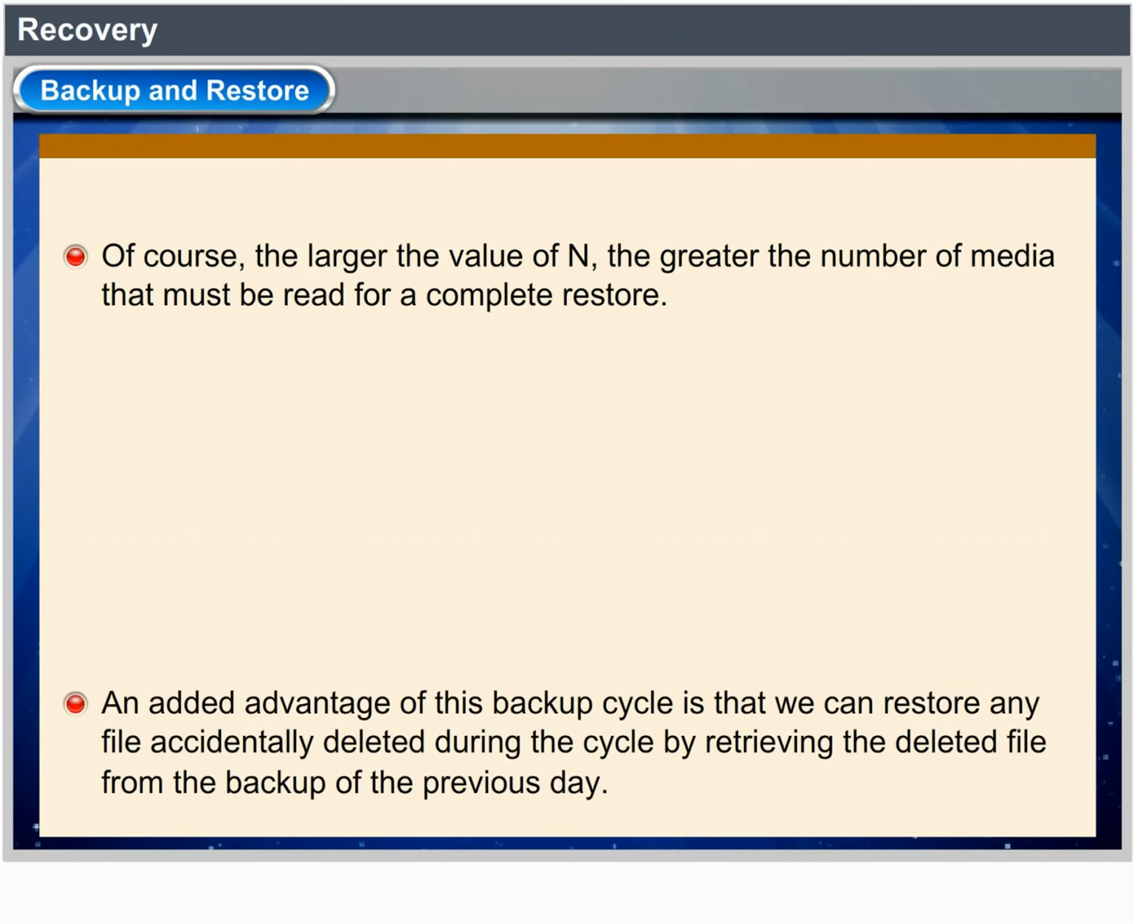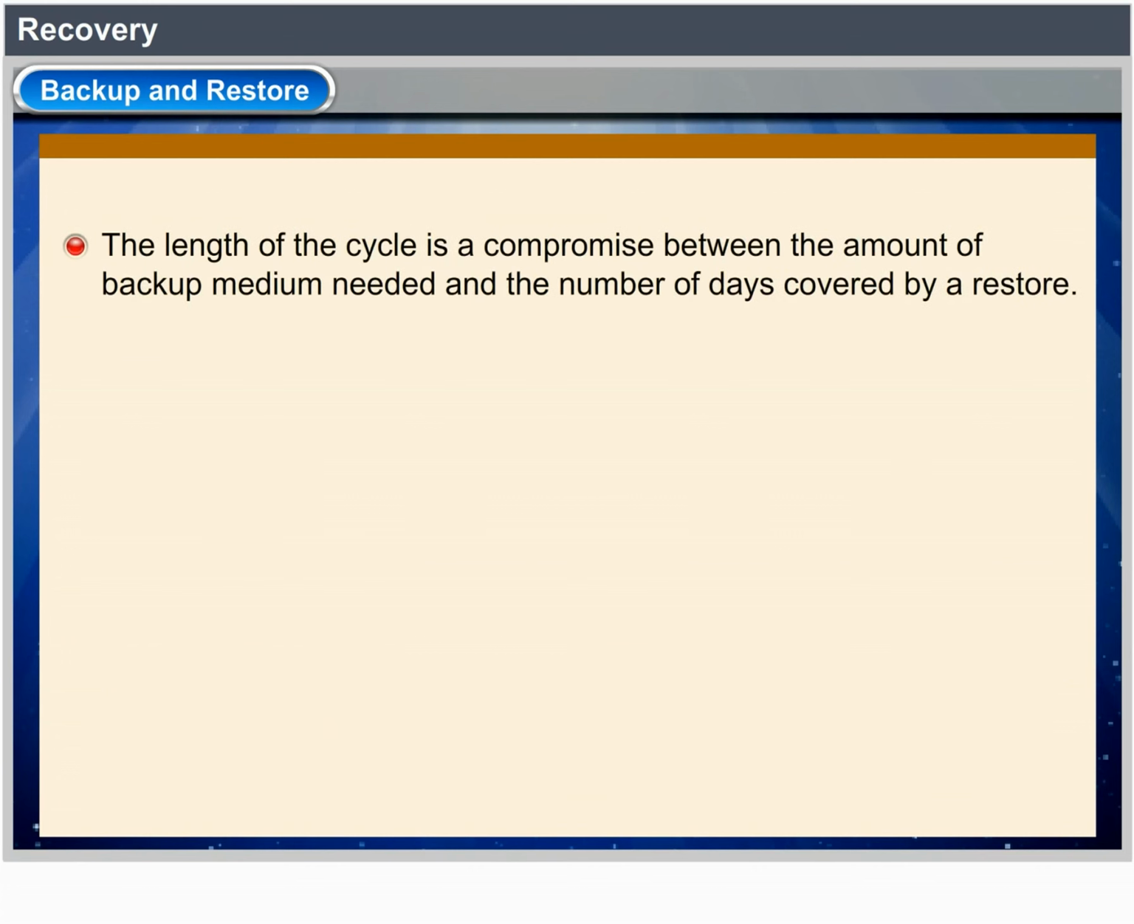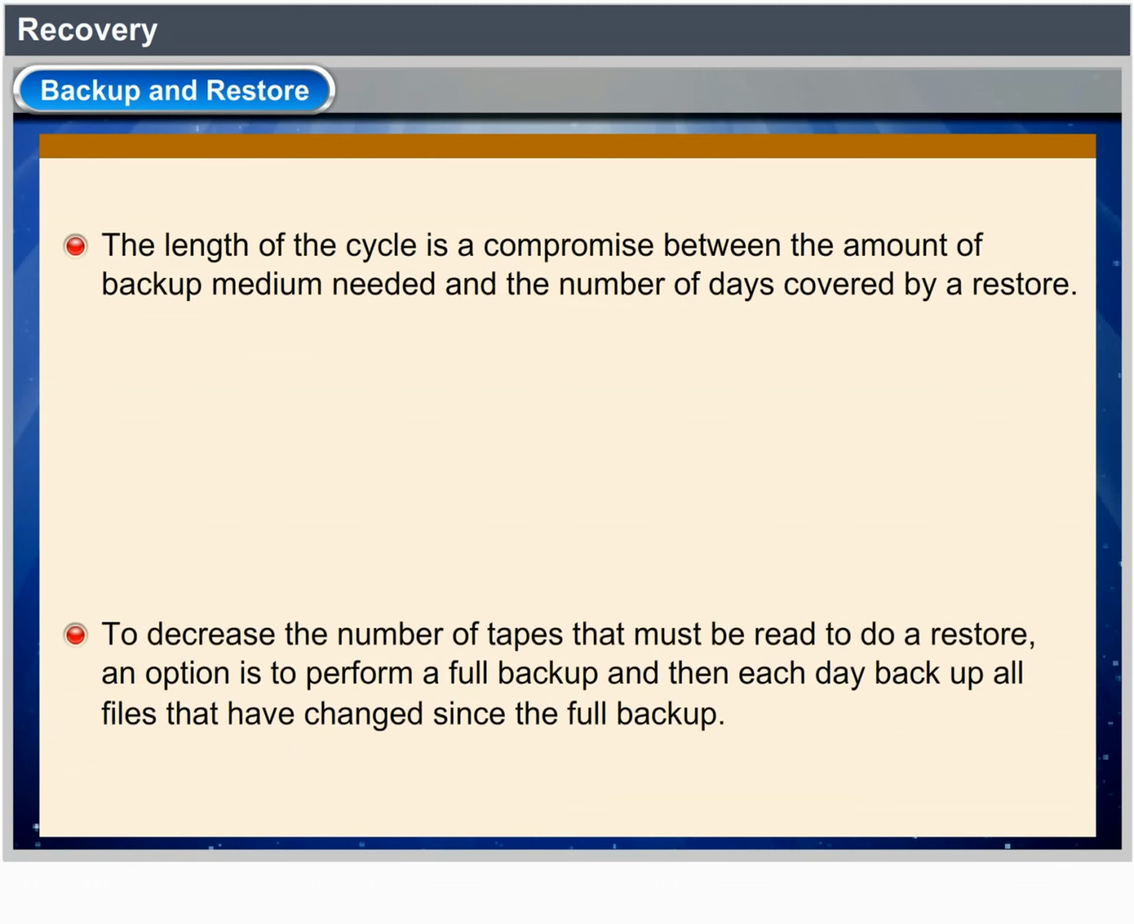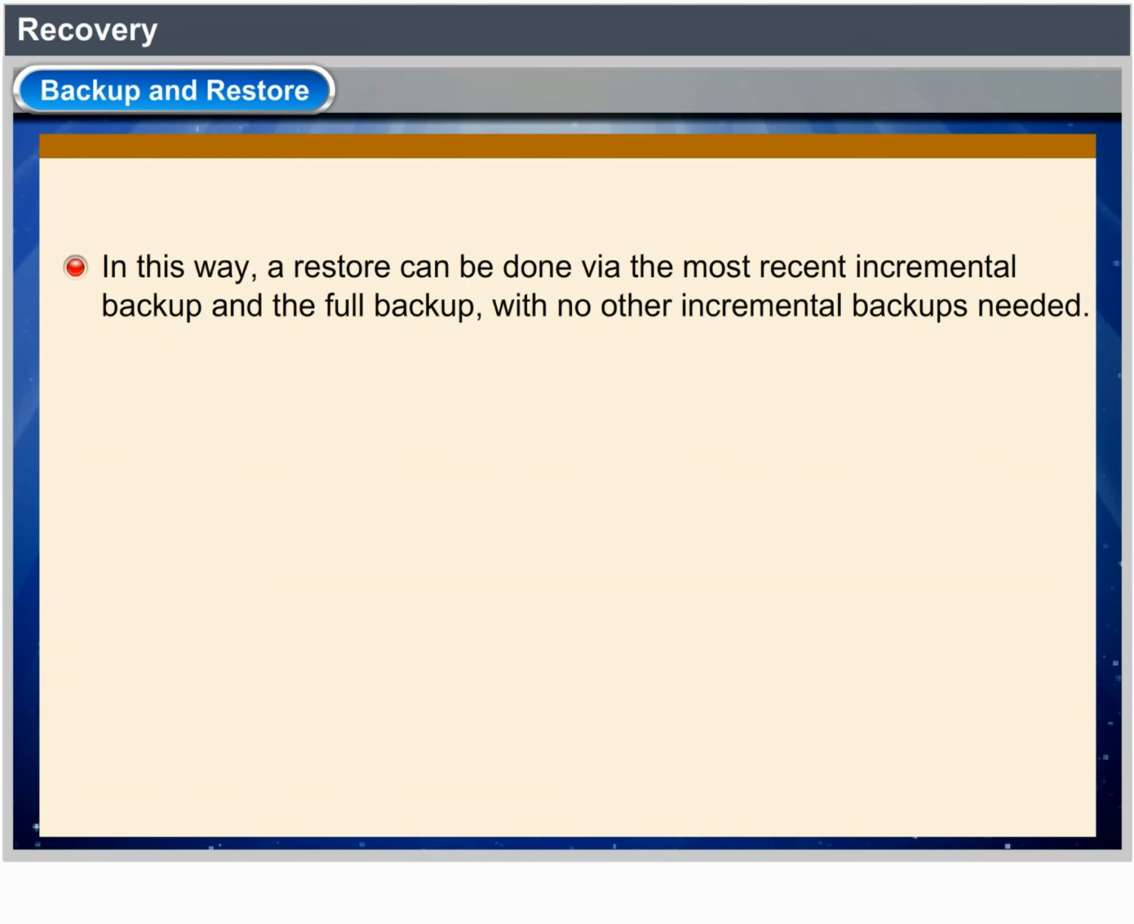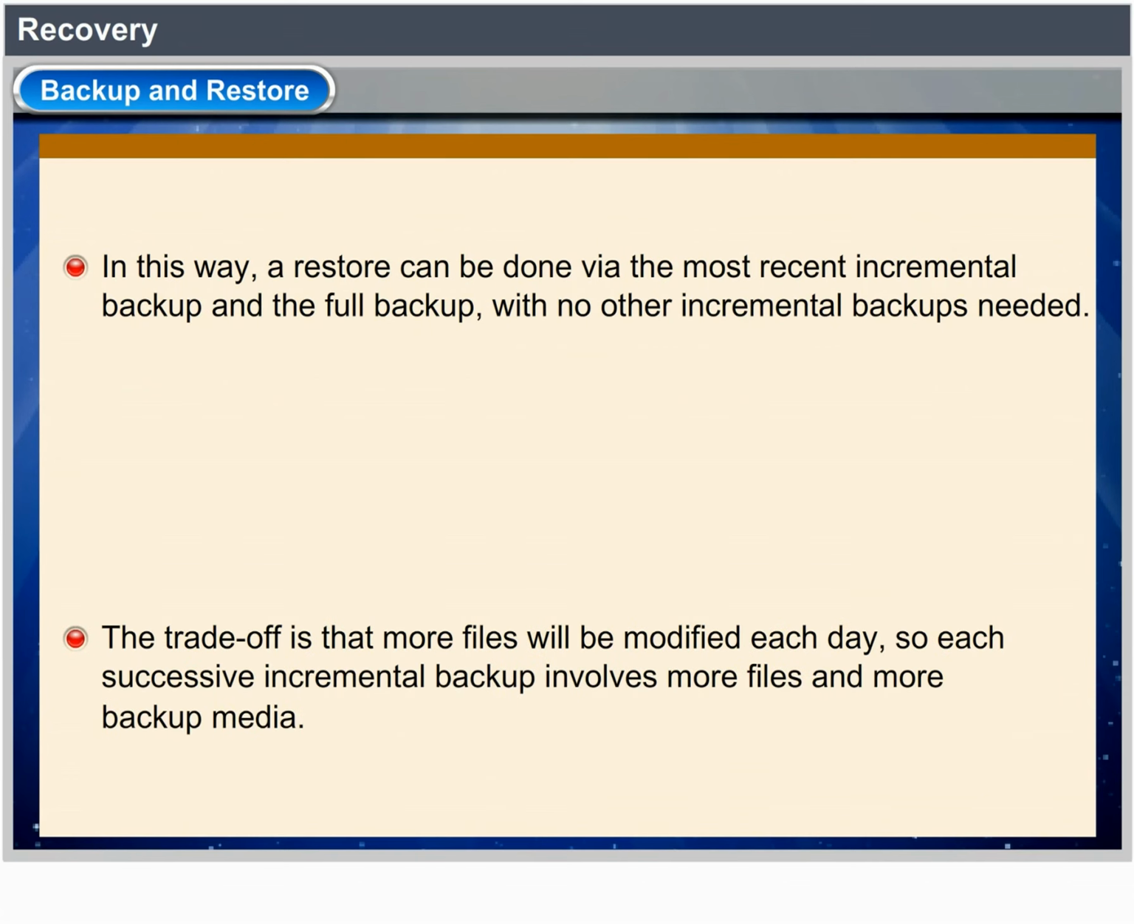The length of the cycle is a compromise between the amount of backup medium needed and the number of days covered by a restore. To decrease the number of tapes that must be read to do a restore, an option is to perform a full backup and then each day back up all files that have changed since the full backup. In this way, a restore can be done via the most recent incremental backup and the full backup, with no other incremental backups needed. The trade-off is that more files will be modified each day, so each successive incremental backup involves more files and more backup media.